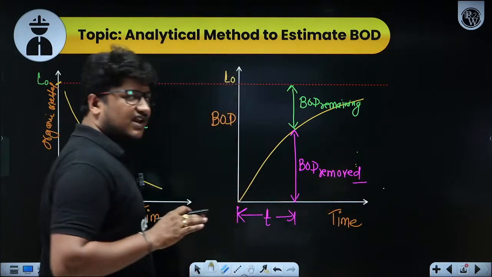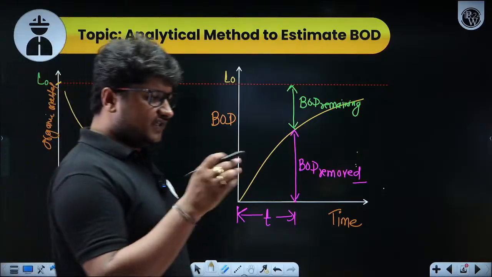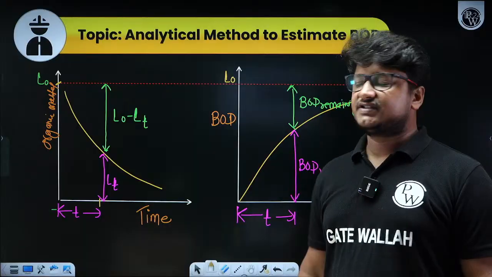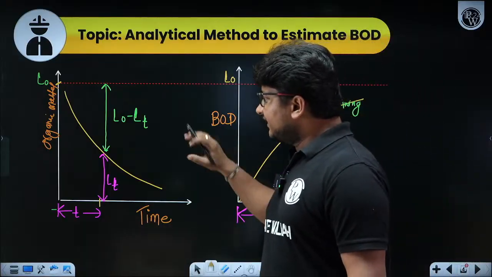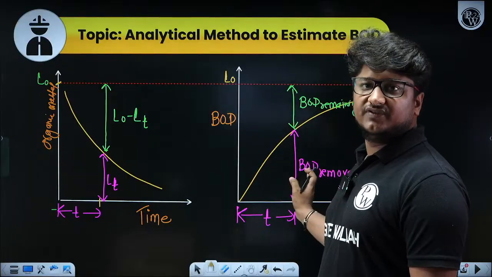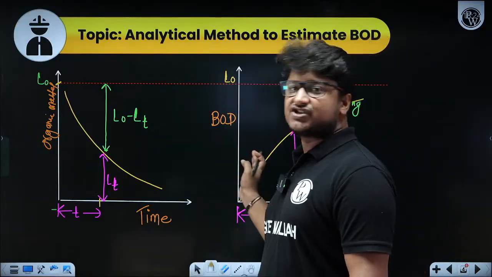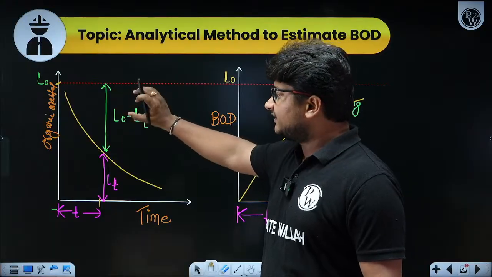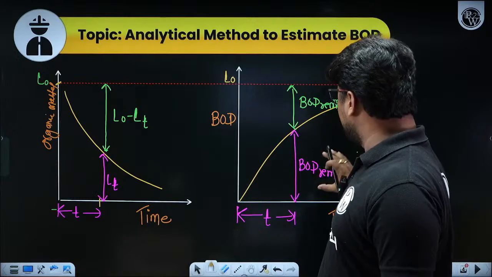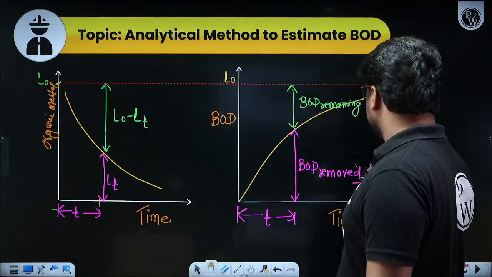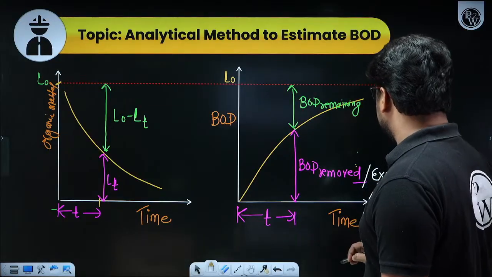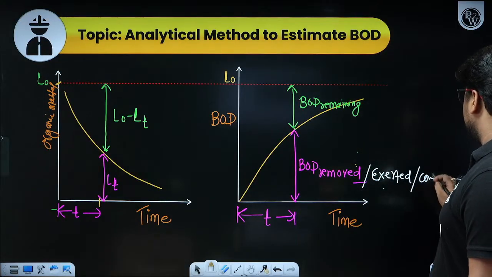So first of all, I want to know in the chat section whether you have understood these two curves or not. Let me clear you first. What I am saying is this organic matter concentration is giving you an idea about the BOD removal. I don't have any direct relation. I'm not saying that the organic matter will be the same as the BOD removal. But to find out BOD removed, or you can write this as exerted, sometimes they use the word exerted, sometimes they use the word consumed.